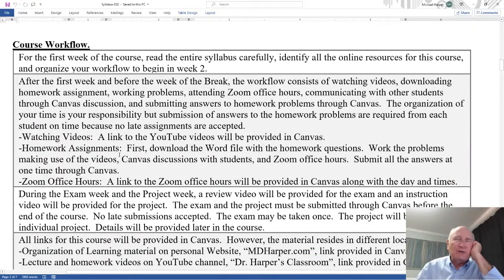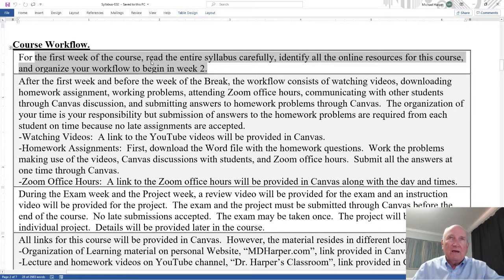So let's go on. In the course workflow here, I've already mentioned most of this, pretty much all of it, but I put it in writing for you to go over. The first week of the course, read the syllabus carefully, and I'm going over it. Identify all the online resources for this course, the website, all the Excel. Also on the website, I didn't mention this.